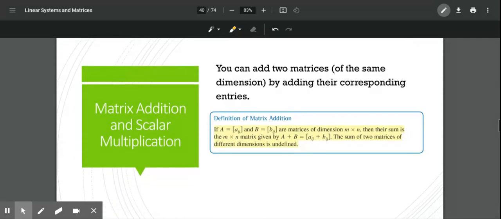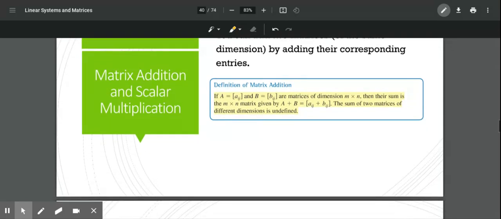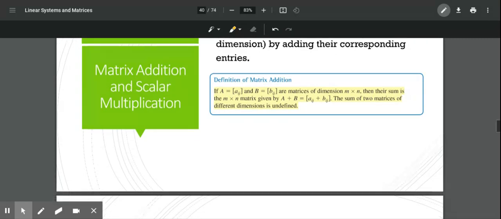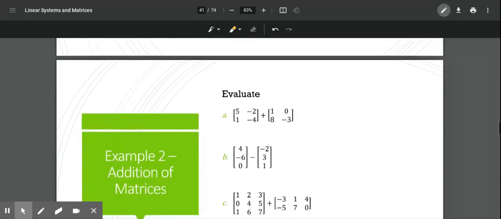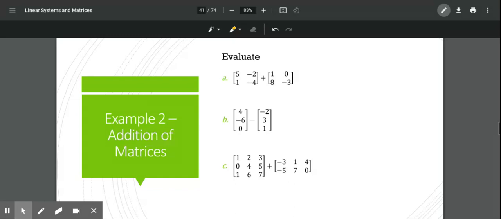So if two matrices have the same dimensions, you can add them together by adding their corresponding entries. Both entries that are in row 1, column 1, you add those together, then row 2, column 2, and so on. If we look at this example, if we want to add these matrices together, we would add row 1, column 1 entries, so we would get 6. When we do -2 and 0, we get -2. 1 and 8 is 9. And -4 and -3 is -7.